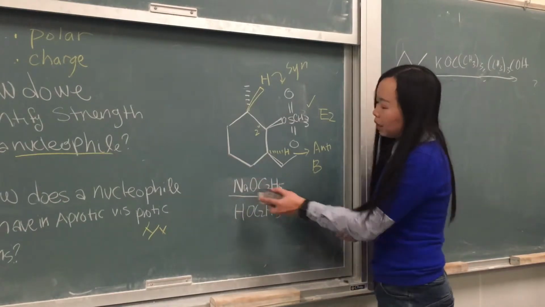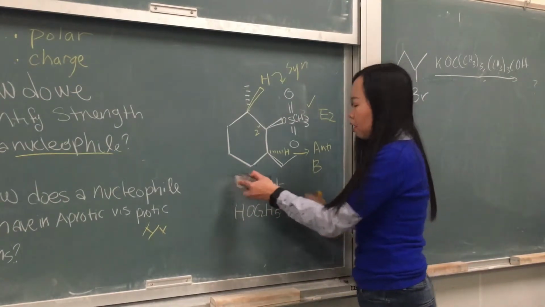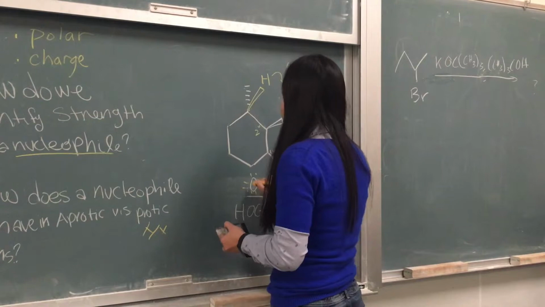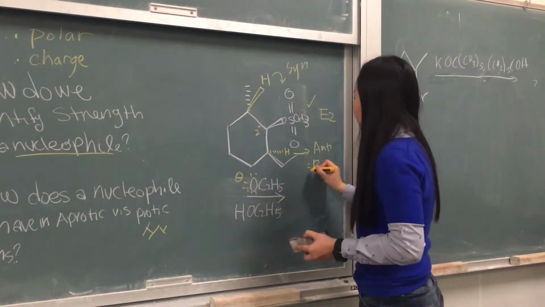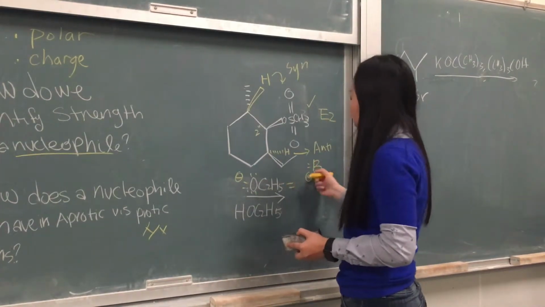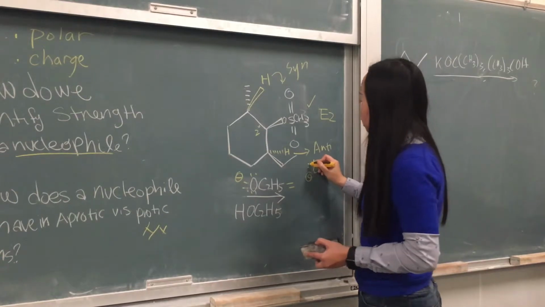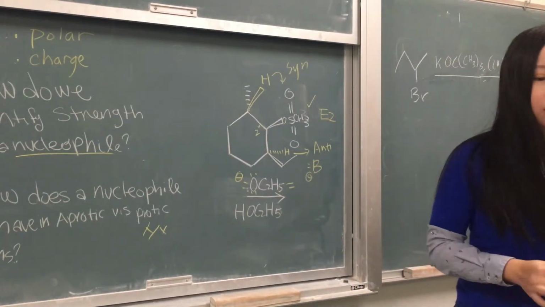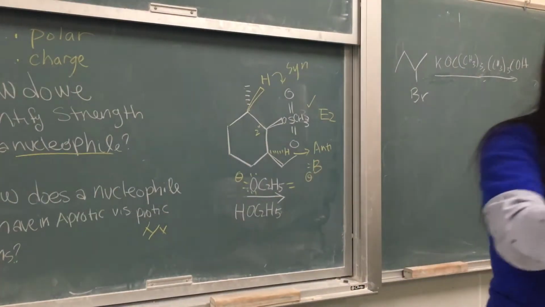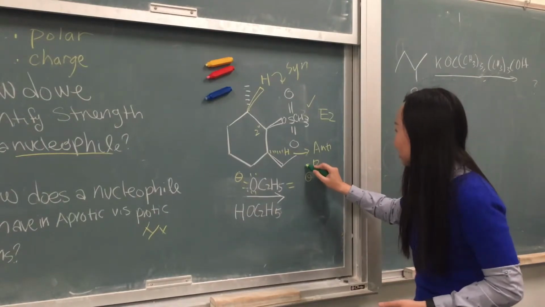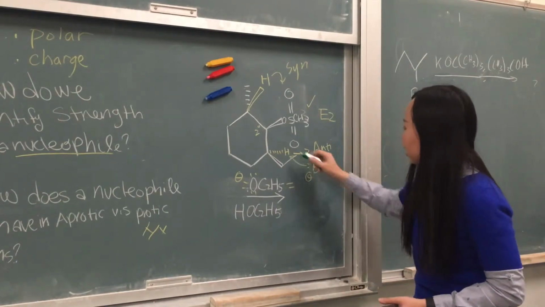Because it's backward, I just erase this one. So this one equals O minus. So this is base, so equals base minus. And this one, I'll use another color. Hopefully green you can see. Okay, this is going to grab the hydrogen.